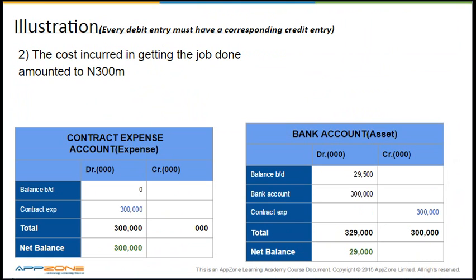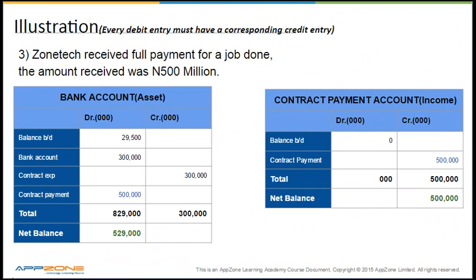Moving on to our next transaction, Zonetech received full payment for the job done. The amount received was 500 million. Now, I believe at this point we are already in tune with the process flow of what we've been doing so far. Who received the money? The bank. 500 million. From who? Our contractors.